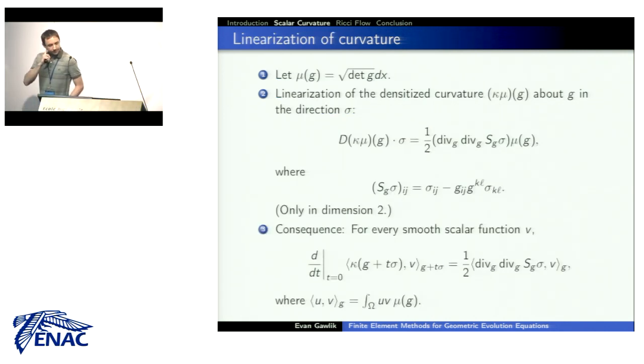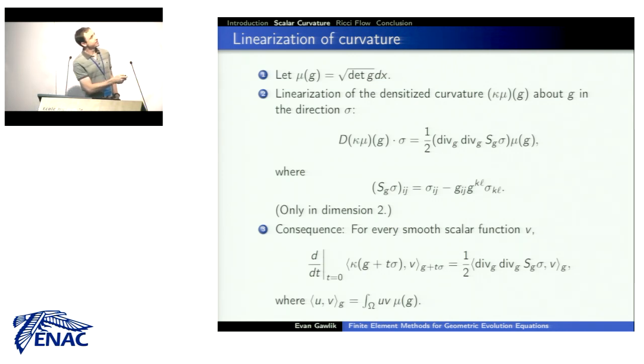What do I mean when I say linearize the curvature? So I'm going to compute the linearization of kappa around a fixed metric G. My notation here is I'm going to use mu to denote the volume form with respect to G. There's an explicit formula for the linearization of the scalar curvature multiplied by the volume form. It's given by this formula right here. If I linearize kappa mu about G in the direction of a perturbation sigma, so sigma is a perturbation of G, then the result is an expression of this form. So it's a second order differential operator, div div S applied to that perturbation sigma, multiplied by the volume form mu. So here, div is the covariant divergence operator applied twice. So the result of applying two covariant divergences to a tensor, you get a scalar. And this quantity S_G sigma is just sigma minus G times the trace of sigma. This formula is valid only in dimension 2. In dimension 3, it's different.